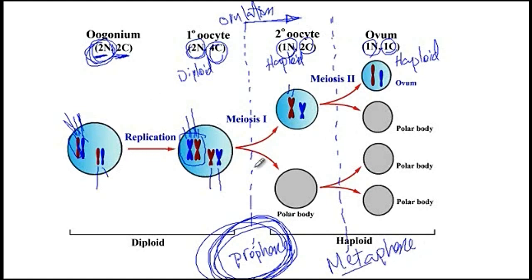Now I would like to remind you what a polar body is. As each oocyte undergoes meiosis, one cell will receive most of the cytoplasm, while the other one receives just a small portion of it and will degenerate. Same goes here. One receives most of the cytoplasm and the other one will undergo degeneration.